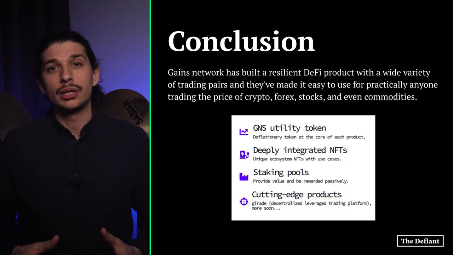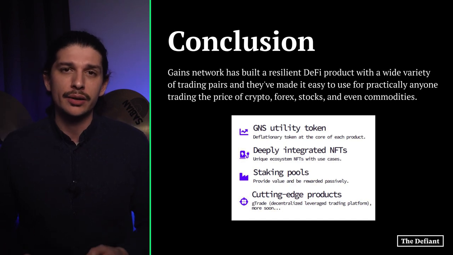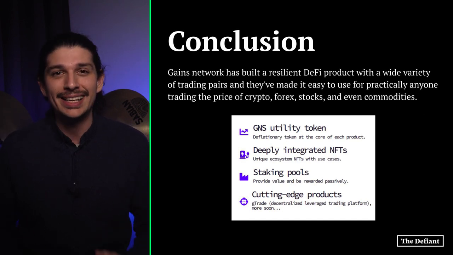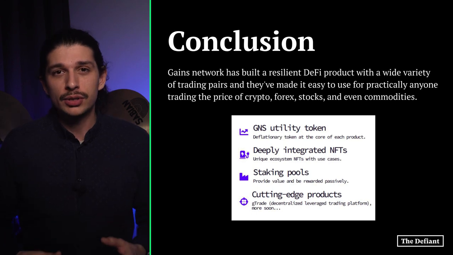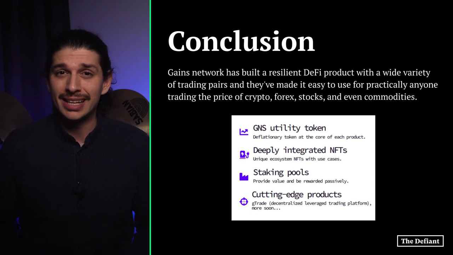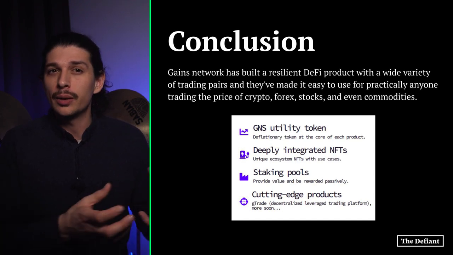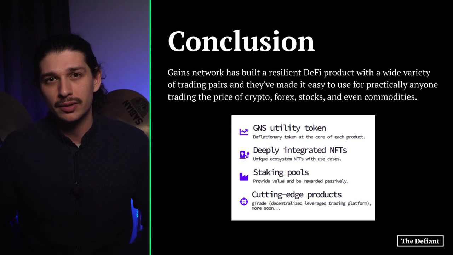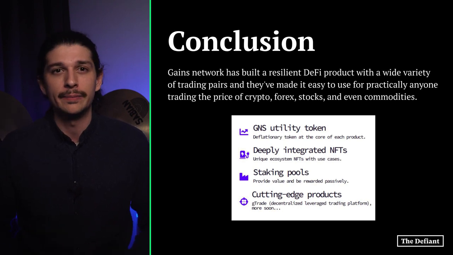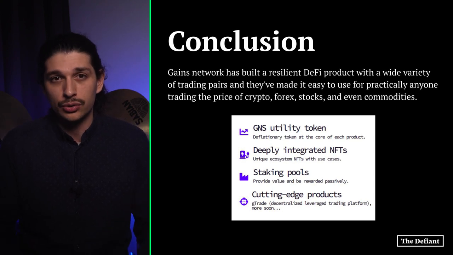So, to wrap it all up, the Gains network has built a resilient DeFi product with a wide variety of trading pairs and they've made it easy to use for practically anyone trading the price of crypto, forex, stocks, and even commodities. The most convenient aspect of what we've discovered today is likely the one-click trading wallet, which allows users to create a proxy wallet with gas, so you don't have to keep approving transactions through the MetaMask wallet over and over again. In that sense, using GTrade emulates the experience of trading on a centralized exchange.